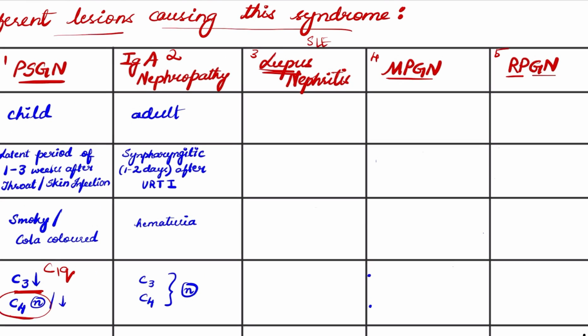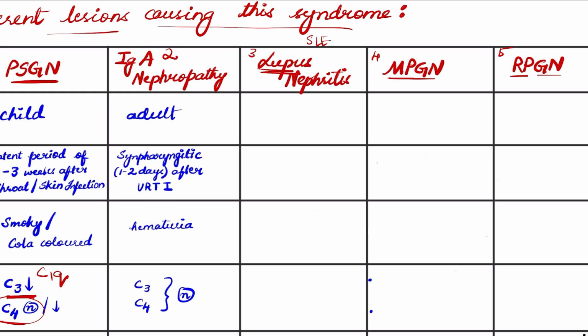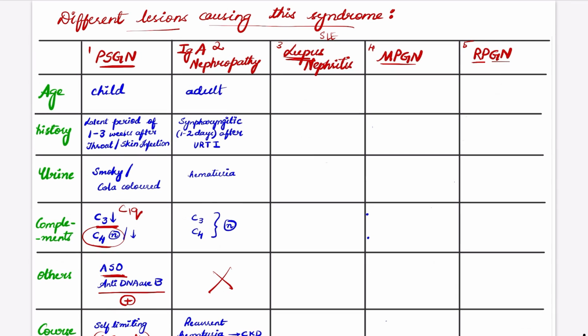And coming to lupus nephritis, which is the renal manifestation of systemic lupus erythematosus, it is more common in adults, especially women. Women are more prone because all the autoimmune conditions are more common in women. Since it is a systemic disease, a history of rash, arthritis and oral ulcers is common. In urine, there can be hematuria, and proteinuria can be present or absent.